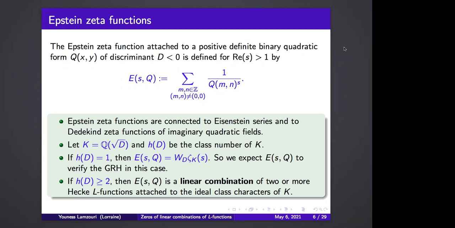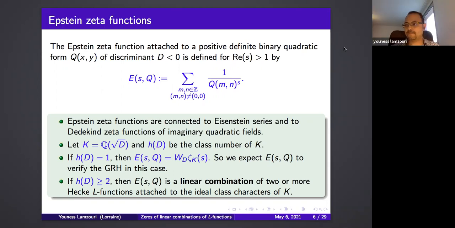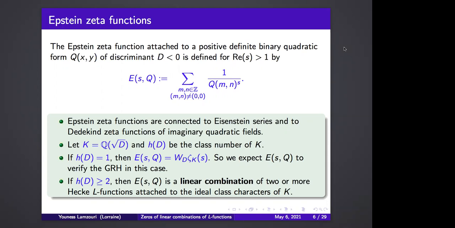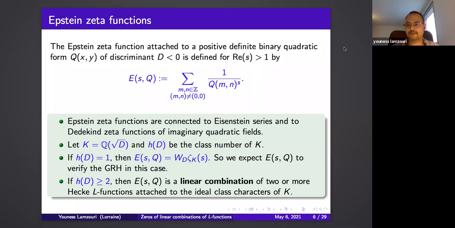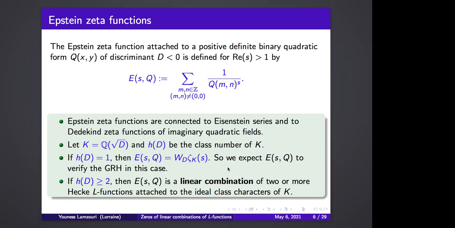So are these Hecke L-functions that twists of zeta K's, I guess? Maybe by the ideal class character. Yes, exactly. You take the ideal class character, and then instead of one in the Dirichlet series, you put the ideal class character there. Okay. Thank you.